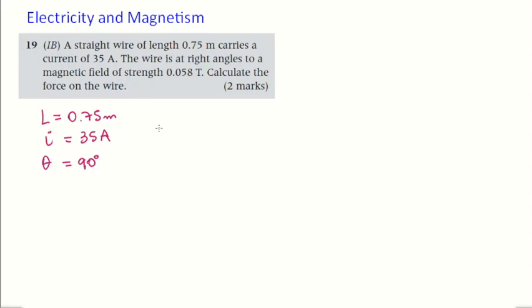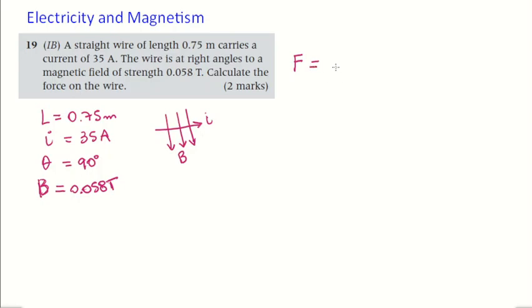Let's say the wire is going that way. That's where our current's going. And the field is, let's say, that way. That could be it. It doesn't mean that it is, but that's one of the possibilities. So this could be your current I. Now also the magnetic field strength B is 0.058 Tesla.